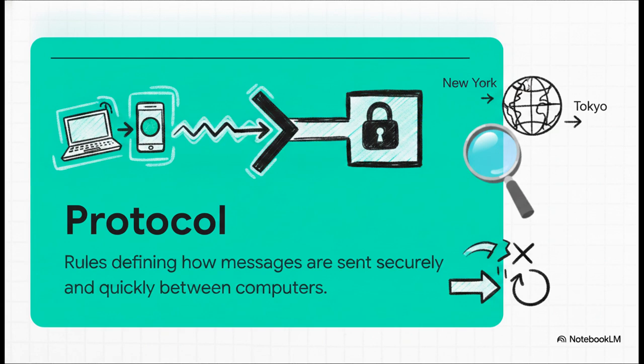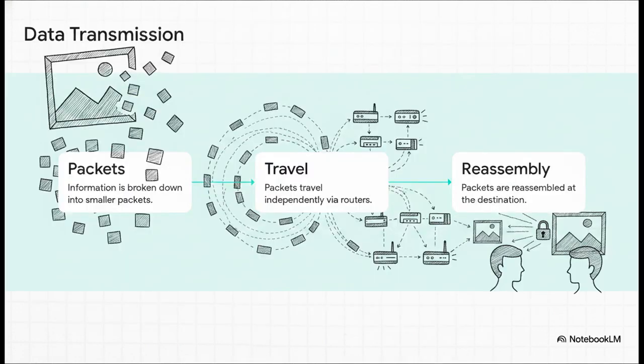Protocols are basically just the rules of the road. They define exactly how messages between completely different computers are sent, making sure they get there securely and fast. Without protocols, a laptop in New York would have absolutely zero clue how to talk to a smartphone in Tokyo. They also figure out how to handle errors, like what to do if part of your message gets lost along the way. So let's break down exactly how that transmission works.